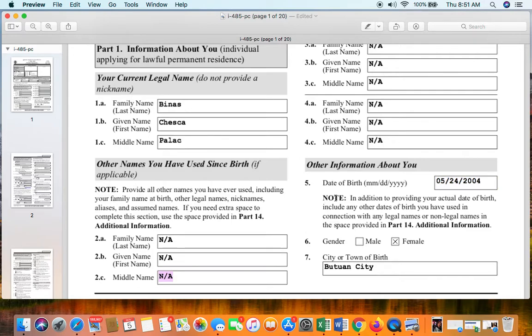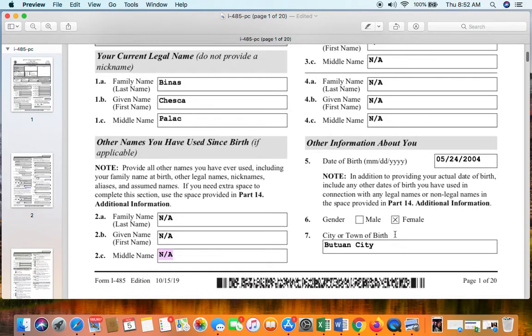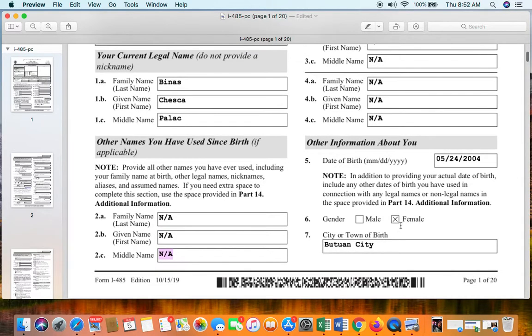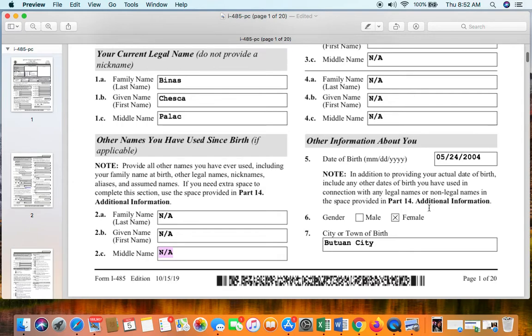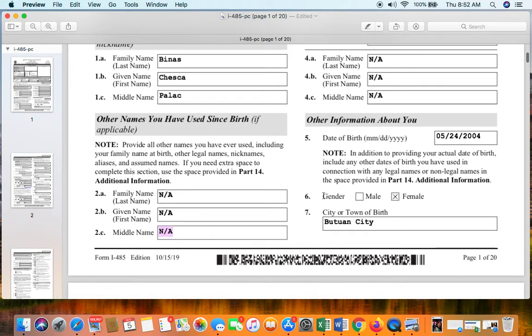And there is a note. In addition to providing your actual date of birth, include any other dates of birth you have used in connection with any legal names or non-legal names in the space provided in Part 14. So, if you ever have any legal or other names that you have used in connection with these dates of birth, you can provide it in Part 14. It's in additional information.